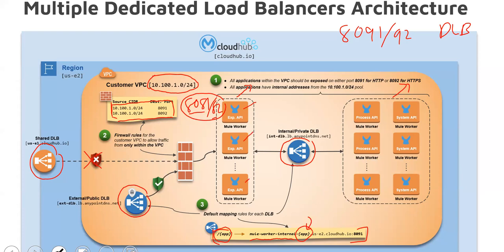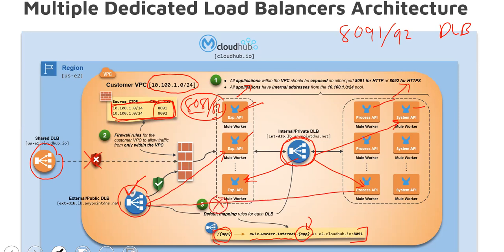And as per the firewall rules, whoever is inside my VPC can call this port. That means this load balancer also can call the experience API, process API, and system API. So this is also inside. This guy also can call the experience API and process API and system API. Now I want to control that this guy can access only the experience API. This access I want to block.